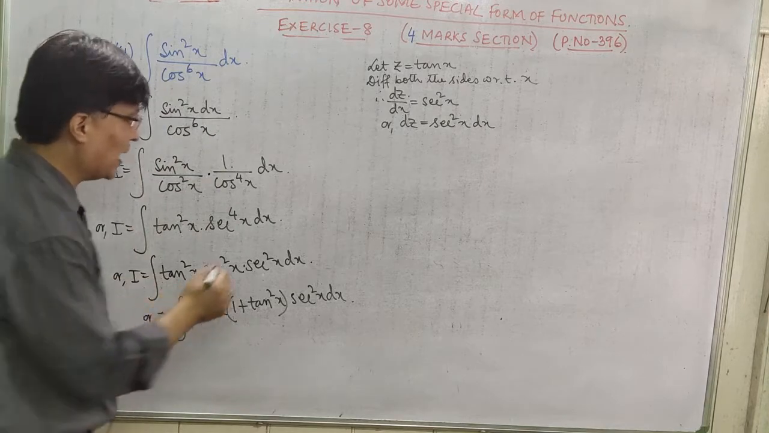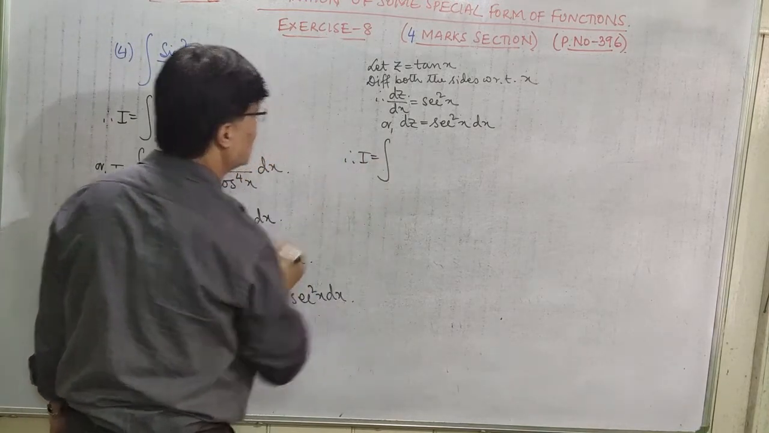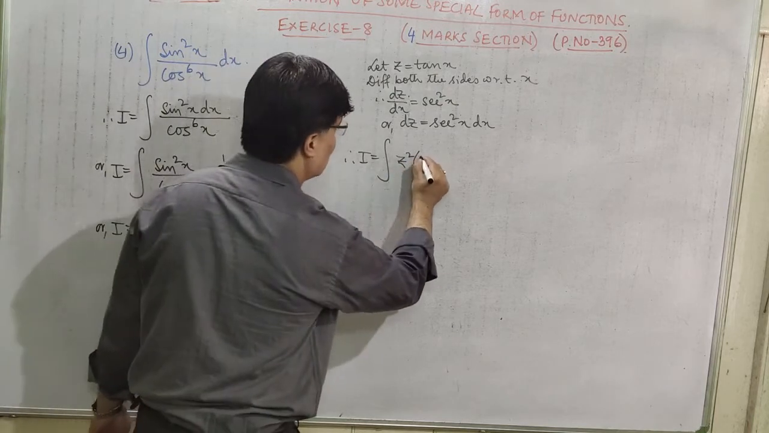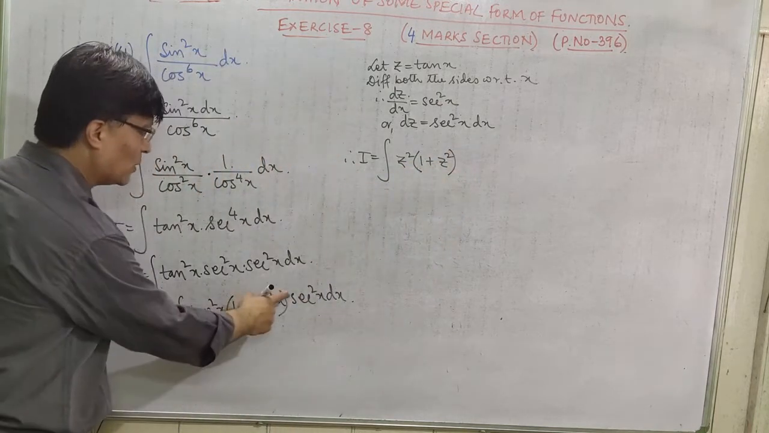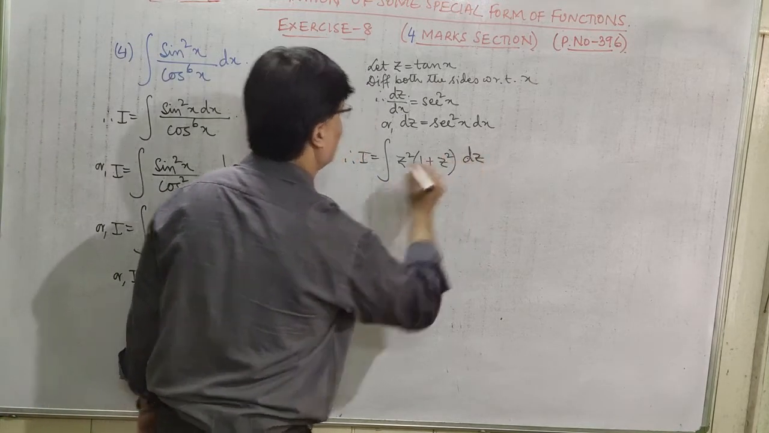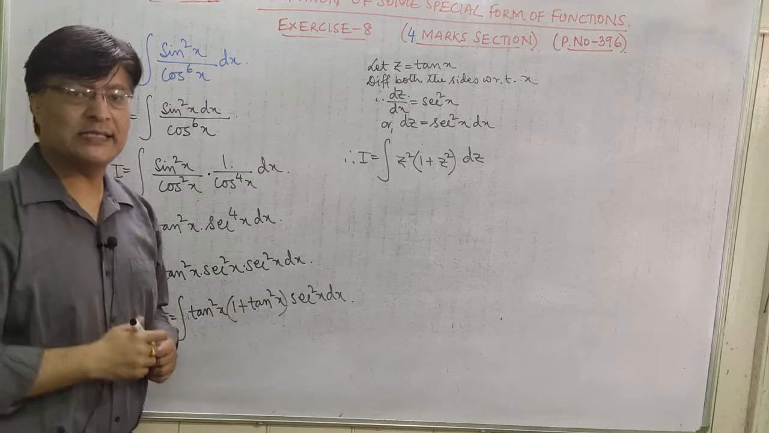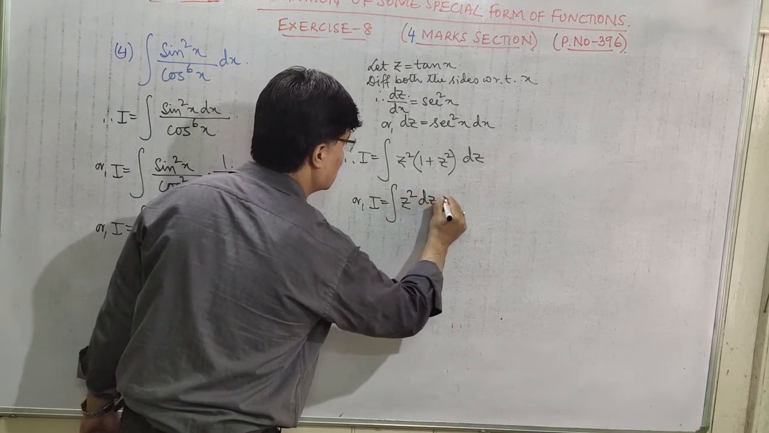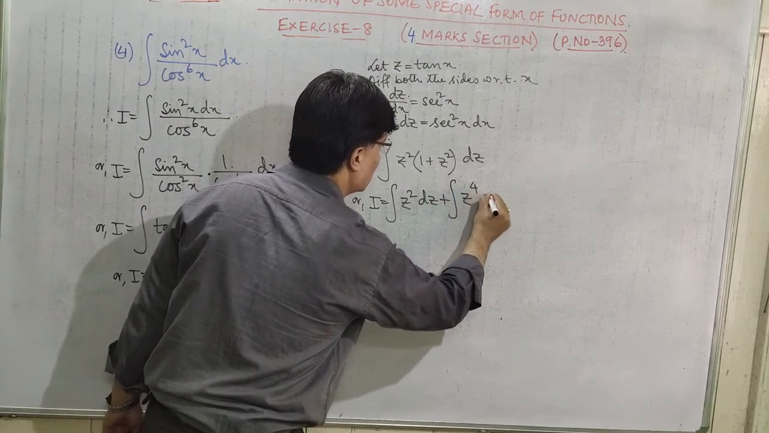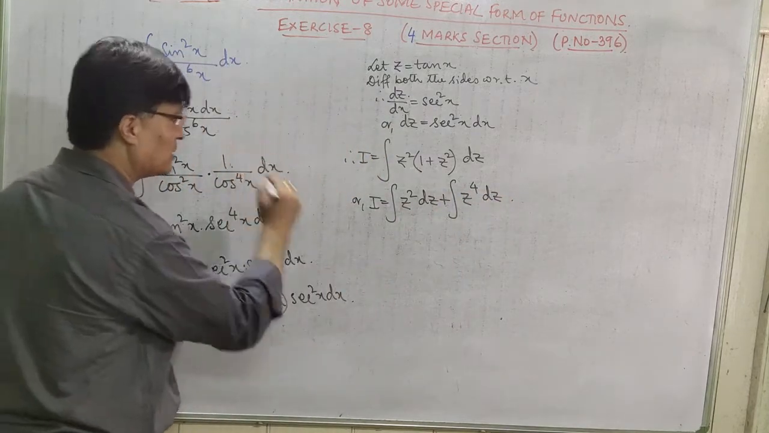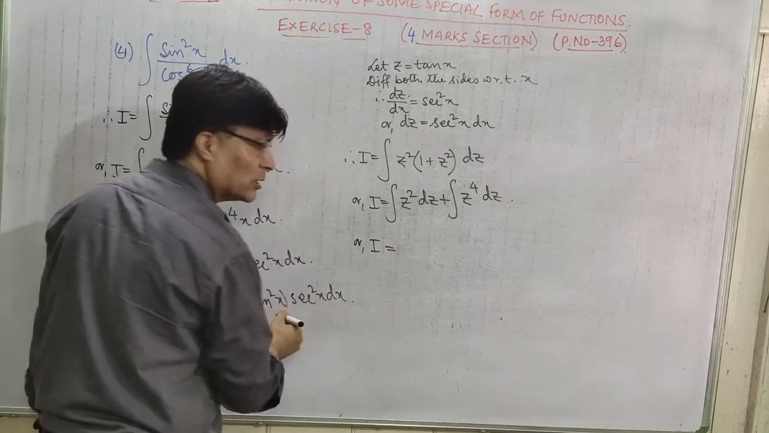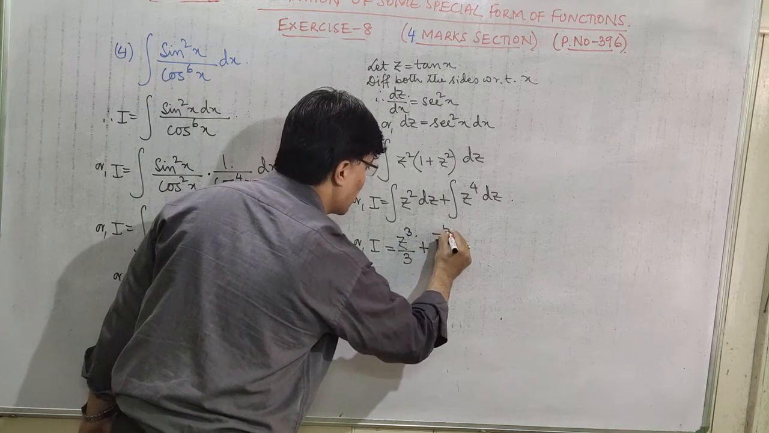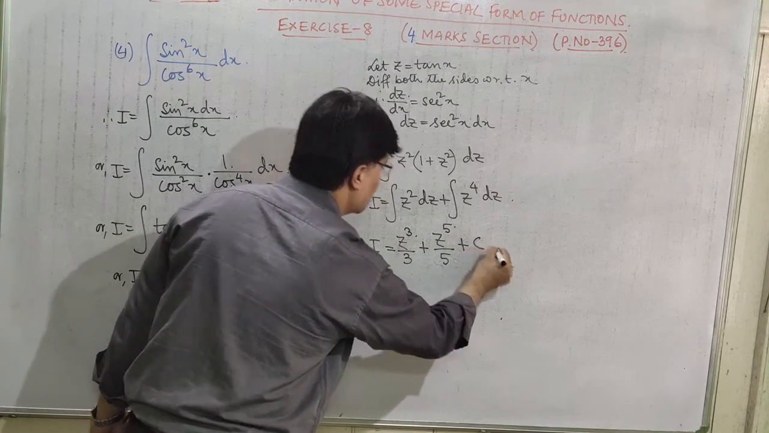So let us put these values in I. Therefore I is equal to integration of, what is tan square x? It is z square. Within bracket, what is 1 plus tan square x? It is 1 plus z square, bracket closed. And what about sec square x dx? It is dz. Is that understood? So now you can multiply and separate them: I is equal to integration of z square dz plus integration of z square into z square, z to the power 4 dz. Now let us integrate it. I is equal to, what is integration of z square? Z cube by 3 plus, what is integration of z to the power 4? Z to the power 5 divided by 5 plus c.